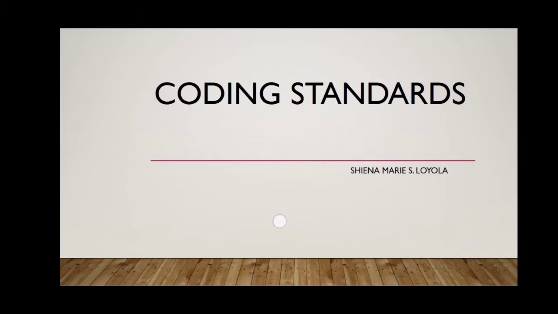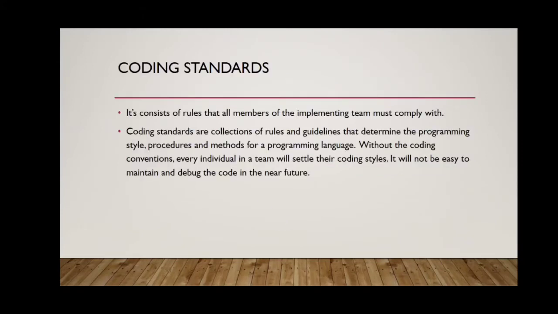Coding standards consist of rules that all members of the implementing team must comply with. Coding standards are a collection of rules and guidelines that determine the programming style, procedures, and methods for a programming language. Without coding conventions, every individual in a team will settle on their own coding style. It will not be easy to maintain and debug the code in the near future.